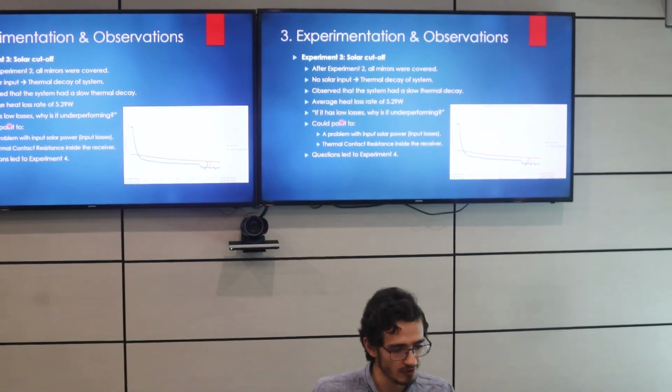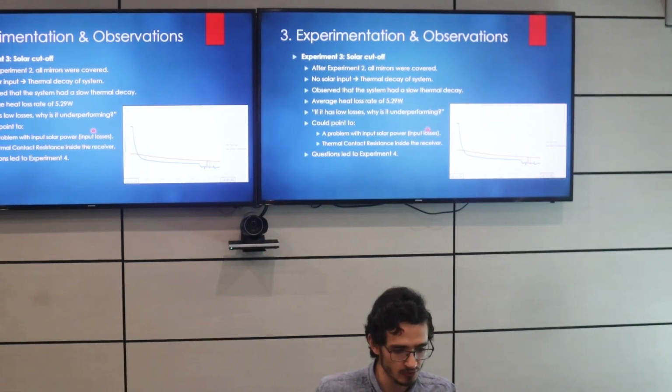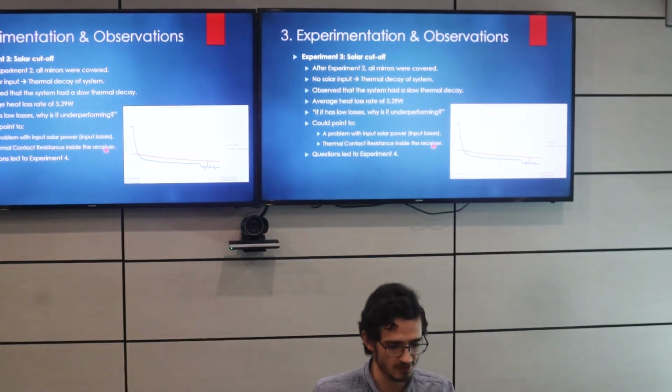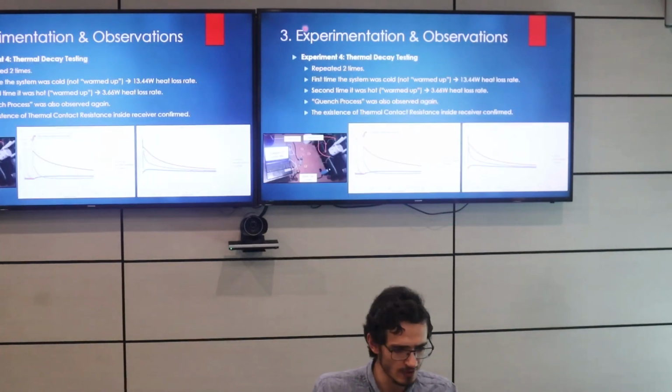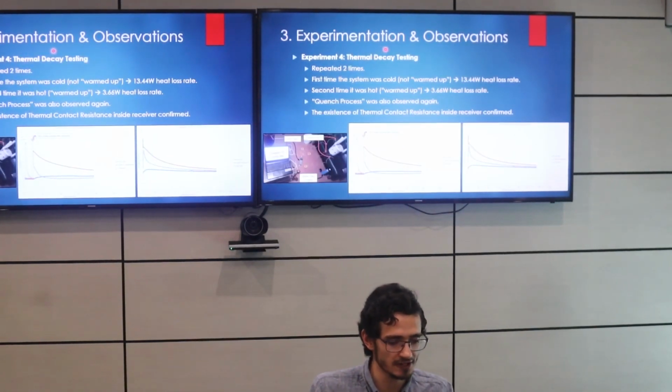This could then point to either a problem with the input solar power or input losses, or the already suspected thermal contact resistance inside the receiver. These questions then led to experiment 4 being done. Experiment 4 was then the thermal decay testing of the receiver, and this was repeated 2 times.